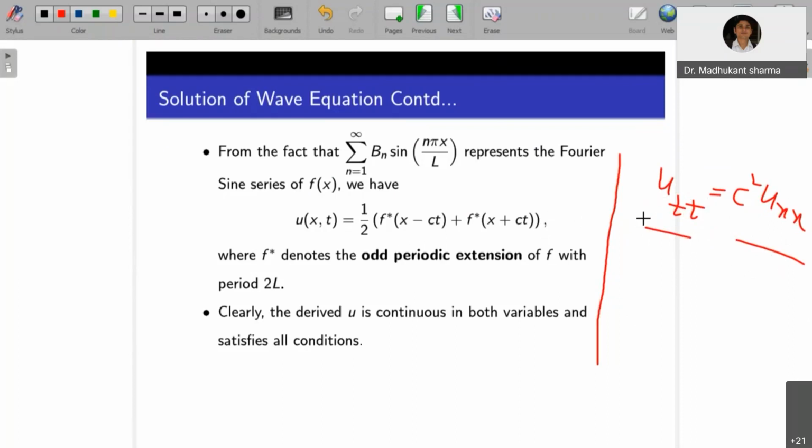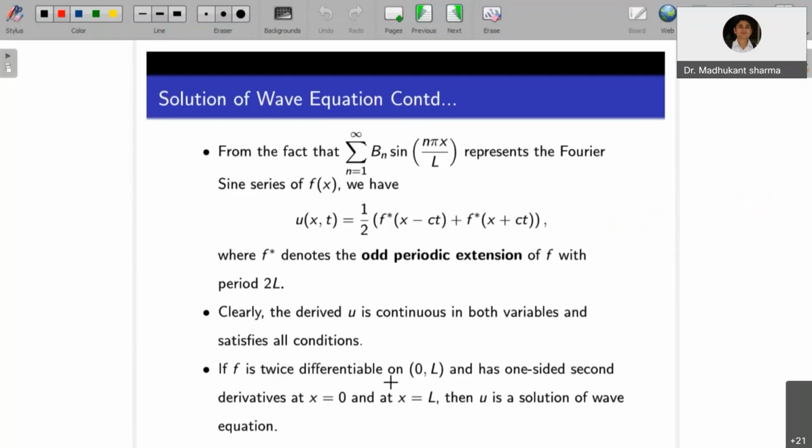So if f is twice differentiable on this interval, then u is the solution. This is very straightforward. Because we are going to differentiate this two times, you require the differentiability of f two times over this interval, because we are interested in 0 to L only. And at the end points, left-sided and right-sided one-sided derivatives are fine.